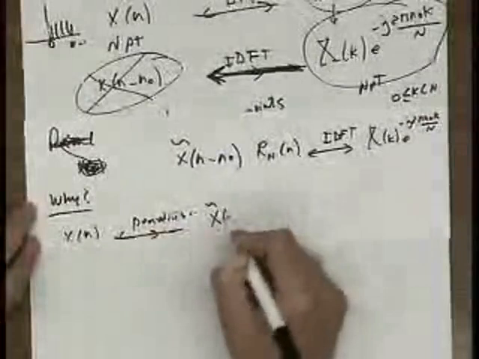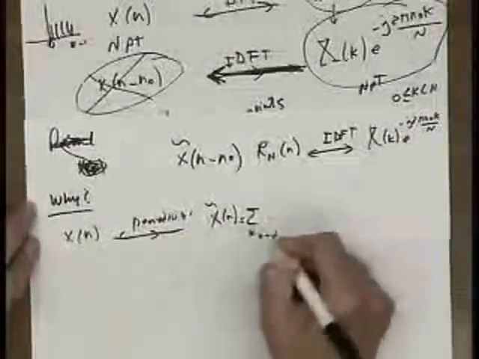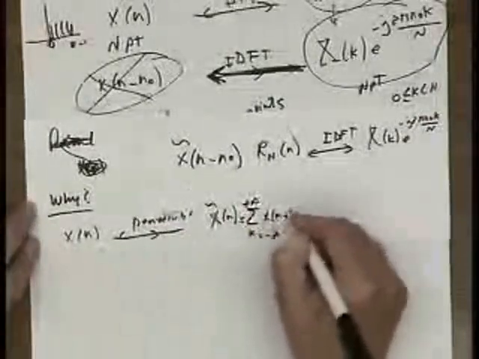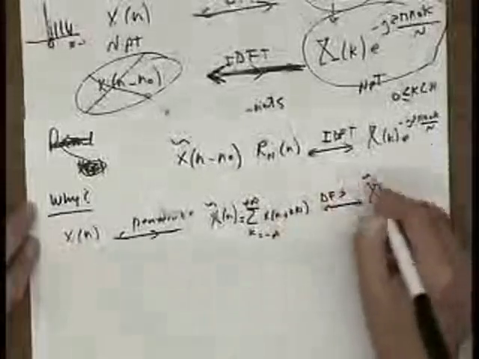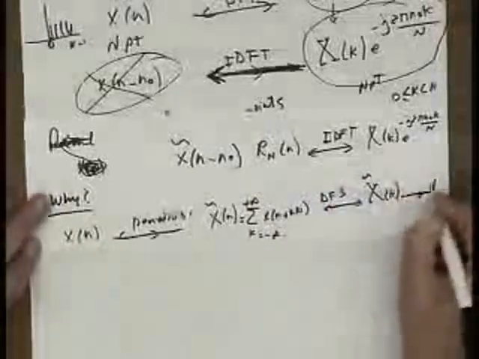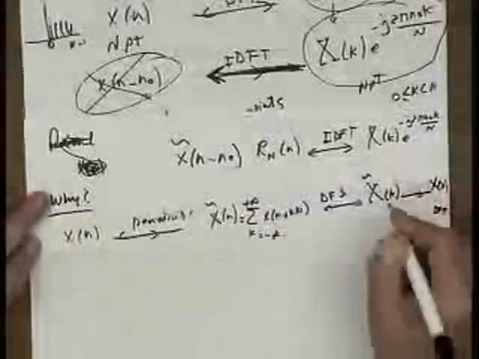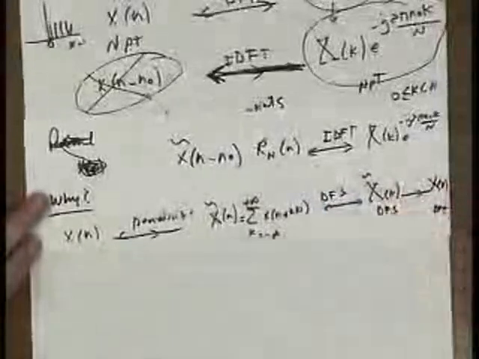And why is that? Well, because we already went through this. Because x of n, if I periodicize it, I get x tilde of n, which is just the summation over k from minus infinity to plus infinity of x of n plus kN. And then I take its DFS, and I get x tilde of k, and then I get X of k. That's DFT, and that's DFS. So that's the relationship between DFT and the original sequence.